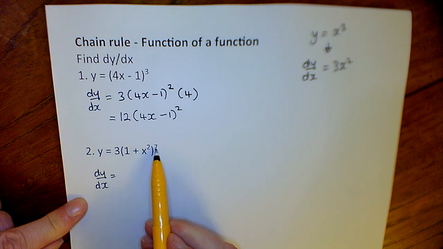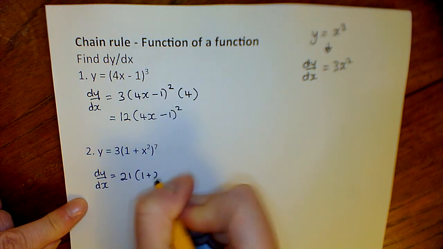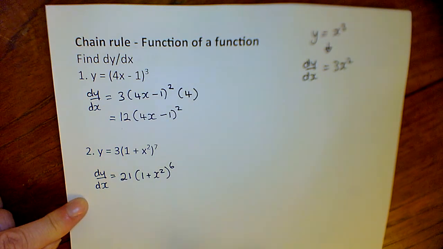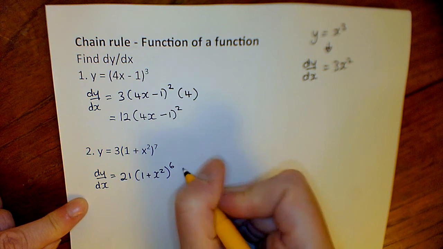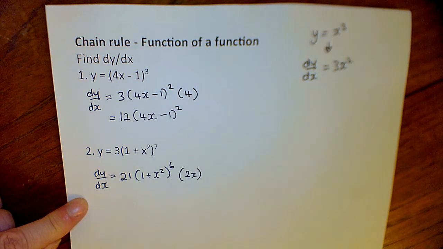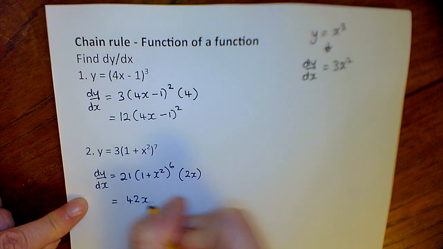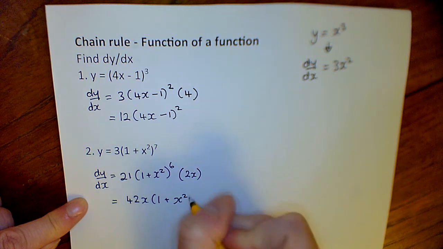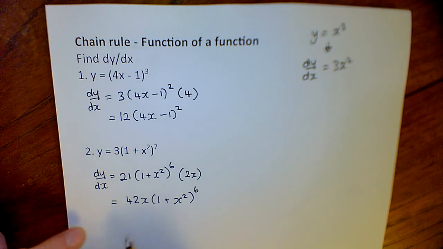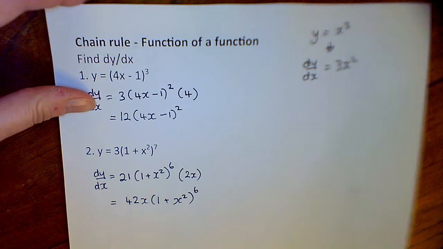So we'd say 7 times 3 is 21, and then take 1 away, so that's to the power of 6. Then differentiate what's in the bracket. Differentiate 1, you get 0. Differentiate x squared, we get 2x, and then tidy it up, we get 42x upon 1 plus x squared to the power of 6. And it would be usual to leave the bracket then at the end.